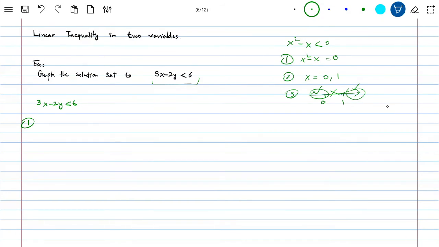First step, I will try to do the same thing. Change the inequality to an equal sign. This is what we did for nonlinear inequalities in one variable. So I changed this. And the second step was to find the solution, and draw them on a number line or graph.